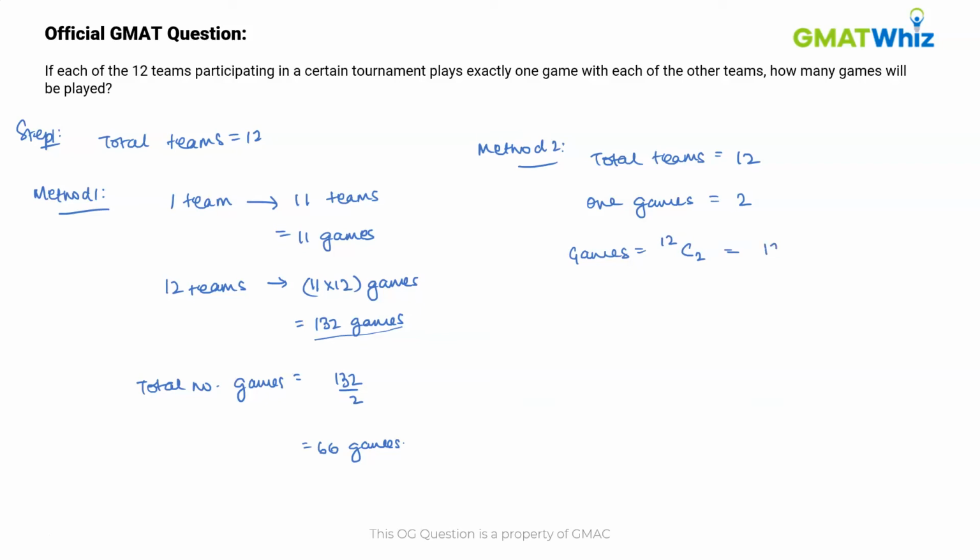This gives us 12 factorial by 2 factorial by 12 minus 2 factorial. This is equal to 12 times 11 times 10 factorial by 2 times 10 factorial. So 10 factorial and 10 factorial gets cancelled. 2 cancels 12 6 times. This gives us 66 games. So the correct answer is option C.